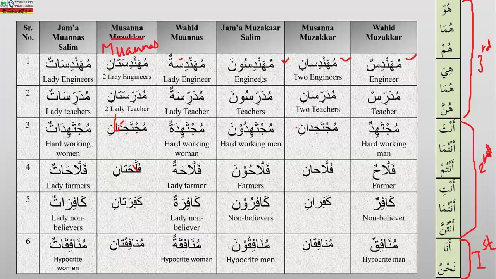Huwa kafirun. Huma kafirani. Hum kafiruna. Hiya kafiratun. Huma kafiratani. Hunna kafiratun. Yes. Second person. Anta kafirun. Antuma kafirani. Antum kafiruna. Anti kafiratun. Antuma kafiratani. Antunna kafiratun. Then third person.